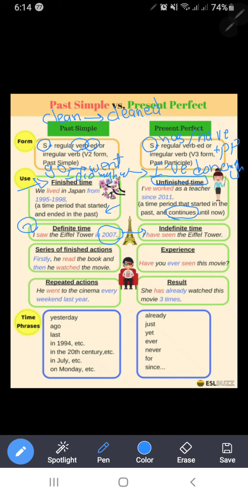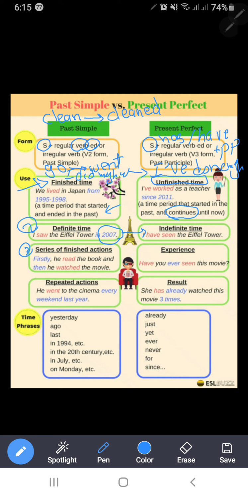But in present perfect, I don't say the definite time. For example, I have seen the Eiffel Tower. In this example, I didn't say anything about the time when I did the action. Are you following me, guys? Excellent.